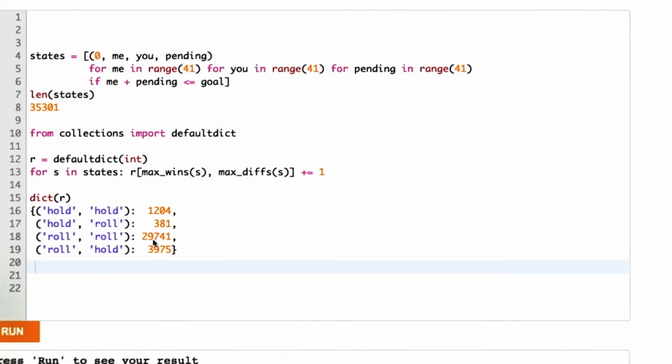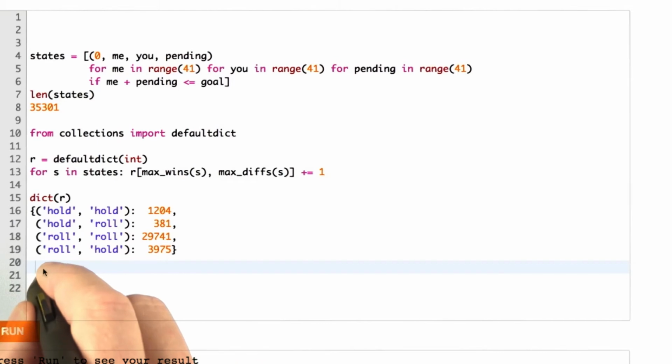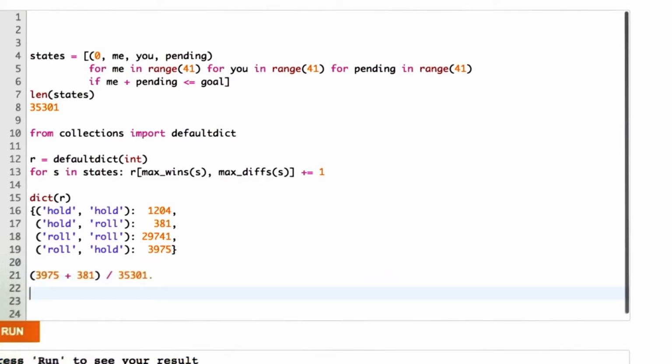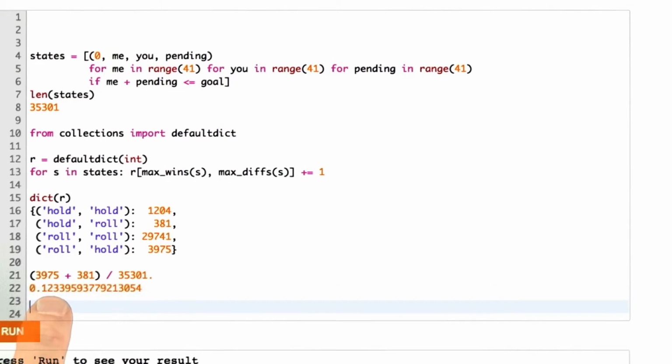So what's going on? Well, first it might be nice just to quantify how different they are, since I kind of asked that question. So there's 35,301 states altogether, and they differ on 3975 plus 381, and that's 12% of the states that they differ on. So what's the story? Where do those 12% of the states come from? We still don't know, and we don't even quite know what questions to ask.